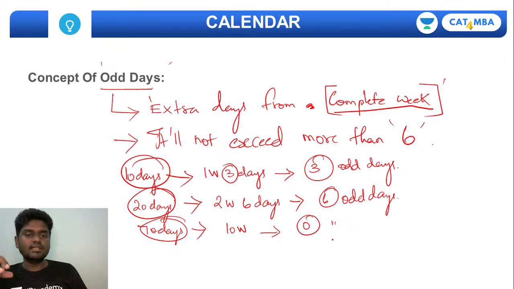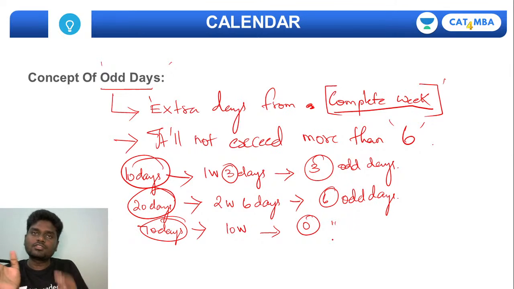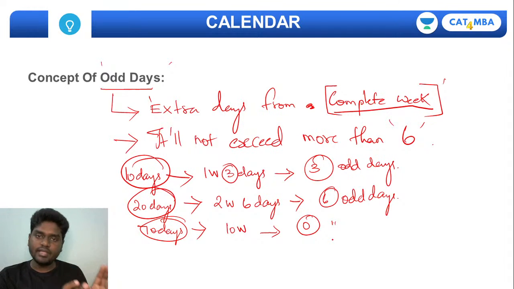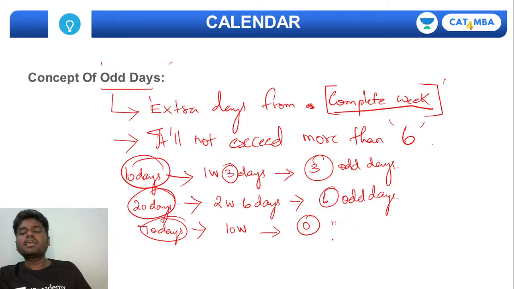Is that clear how you can easily find the number of odd days for n number of days? You need to sort out first how many complete weeks are there, and after that, how many extra days are there. So you just need to count how many extra days are there. I have 0 extra days in the 70 days which I have given you. Then you can 100% say that the number of odd days is 0. That's it. I hope it is quite clear for everybody, right?